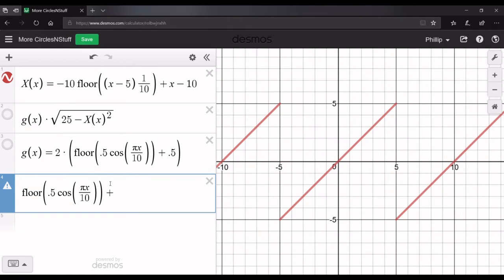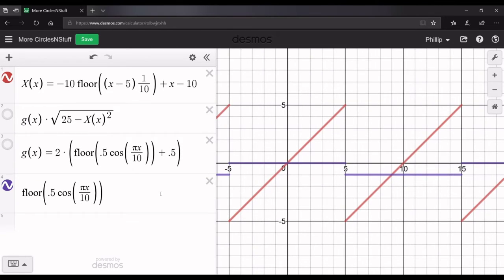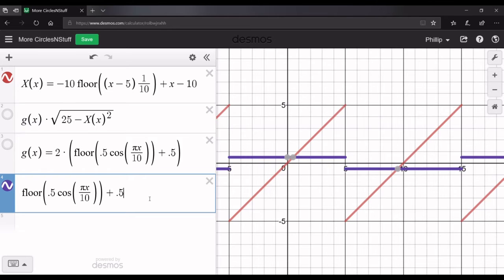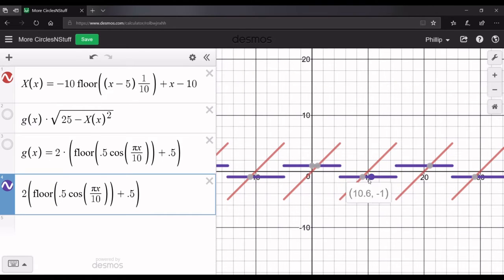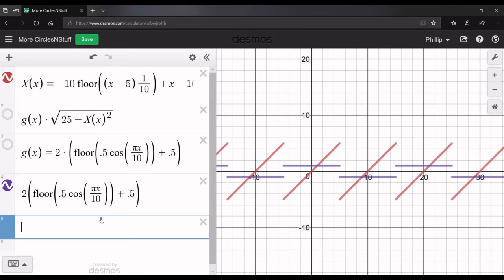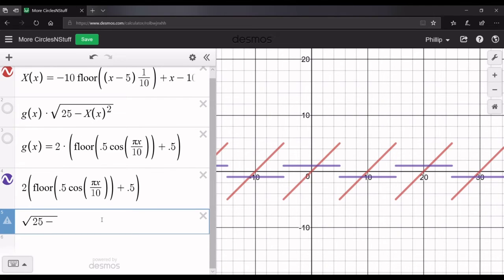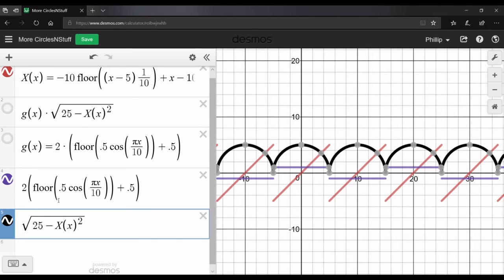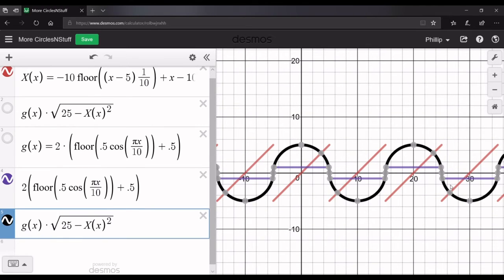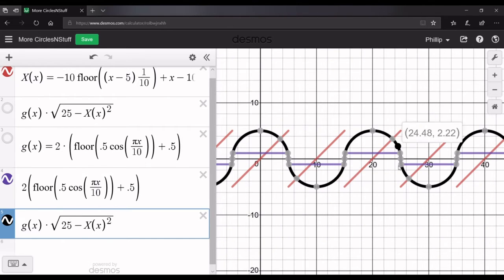Now it gets tricky because I have 0 and -1, but I want +1 and -1. So the way I'm going to go about doing that is if I add 0.5, then I get this +1/2 and -1/2. Then all I have to do is multiply by 2, and I get this +1 and -1. So now I have all the tools that I need to make this happen. We're going to go with the square root of 25 minus big X of little x squared, which we saw before. And now all I have to do is multiply it by this little g of x, and I get the function I was looking for, which is pretty neat.